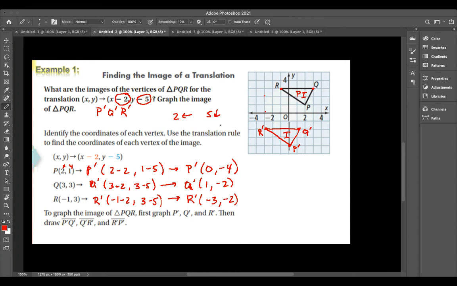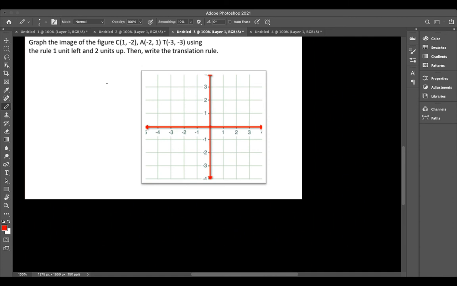All right, let's try another one. So let's do it in a different way. This one says graph the image of a figure, this one right here, using the rule: 1 unit to the left, 2 units up. Then write the translation rule. So 1 unit to the left, 2 units up.